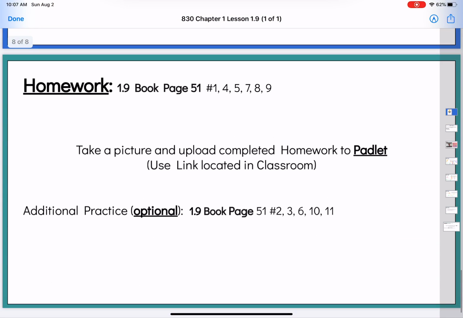You've got some probability problems there from page 51 for homework tonight. And probability is something that just happens to pop up all the time for you guys. If you are somebody that struggles a little bit with probability, do those extra practice ones as well, because it just doesn't hurt. There's something that pops up all the time that we don't spend a lot of time teaching.